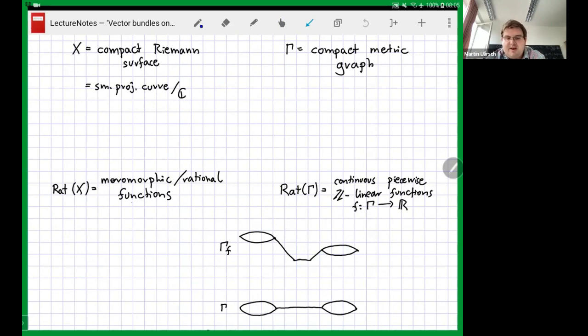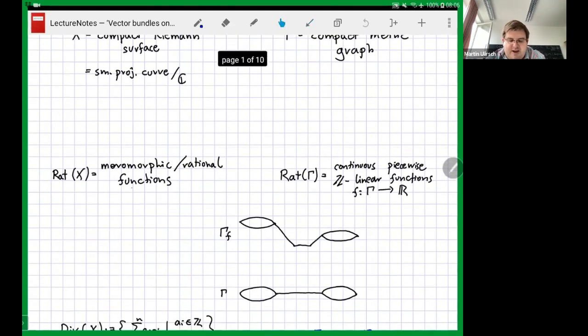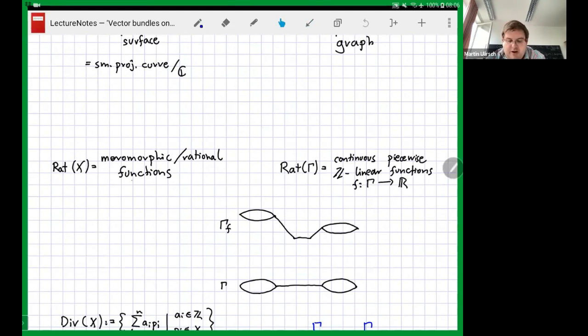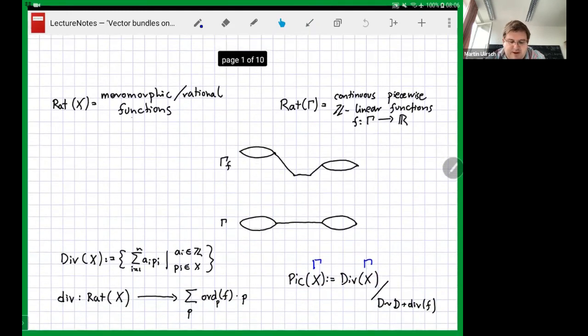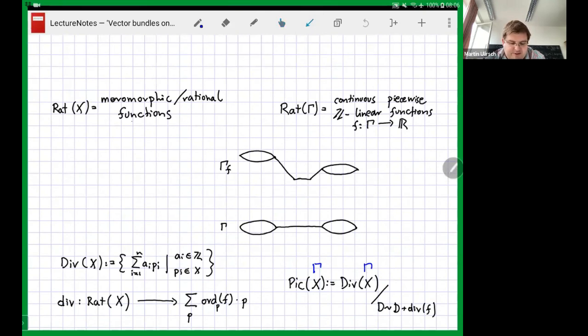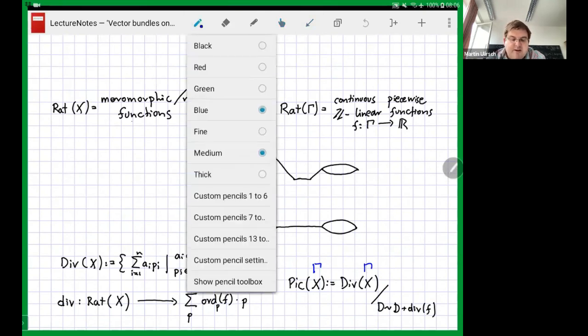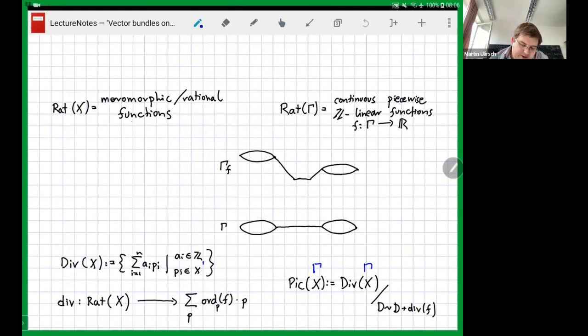Okay? And whenever you have functions, that's true on a compact Riemann surface as well as on a compact metric graph, you actually have too many functions. So the way to solve this in both cases is to introduce a theory of divisors that lets you restrict the type of functions that you want to consider. So what do you do? Well, divisors are formal sums of points on your Riemann surface. And on a metric graph, they are exactly the same thing, formal sums of points on your metric graph.